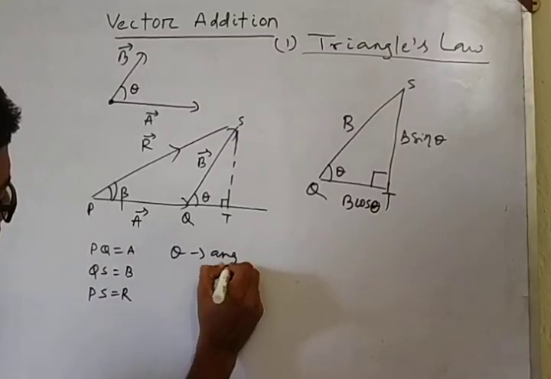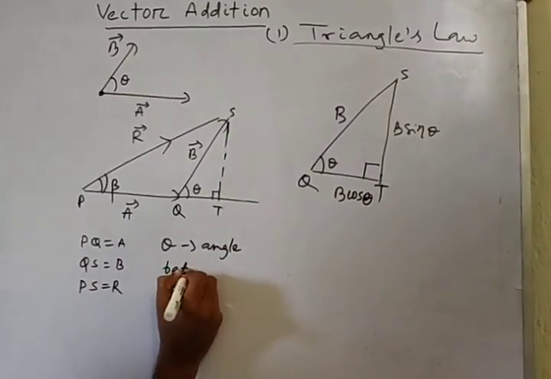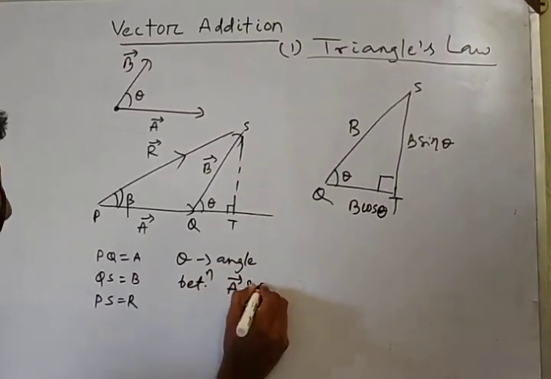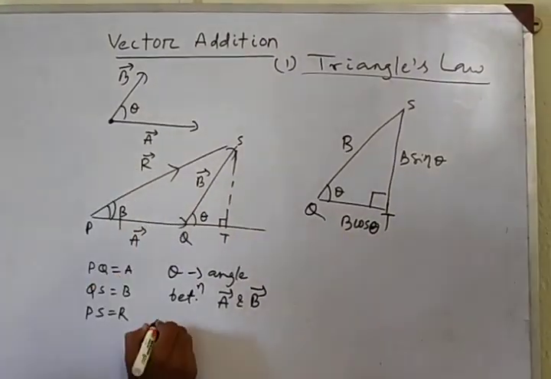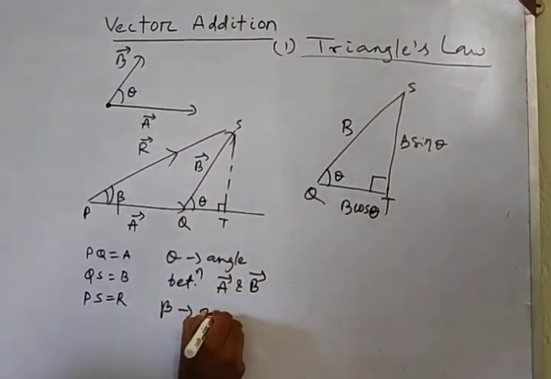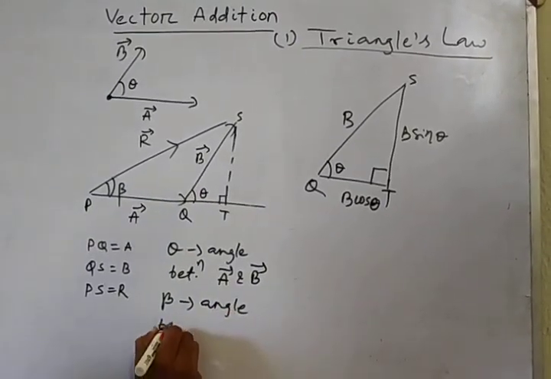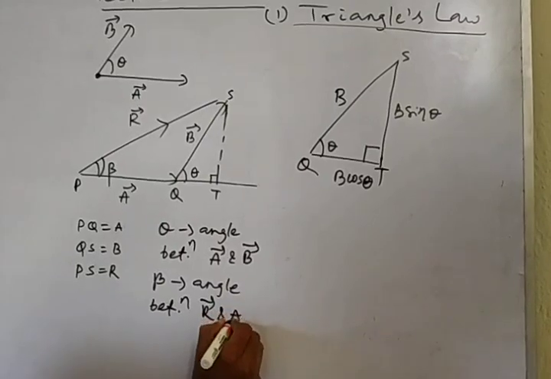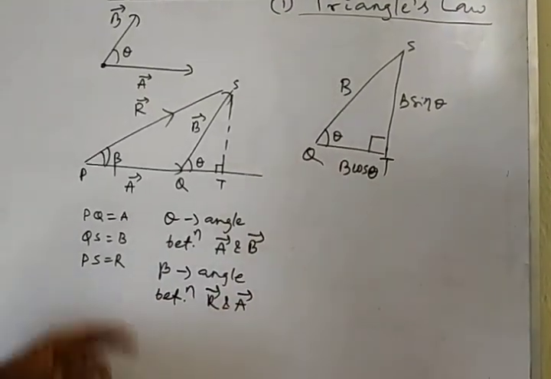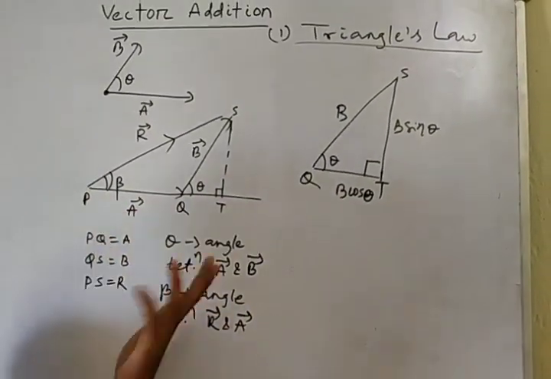Theta is the angle between A vector and B vector, and beta is the angle between R vector and A vector. I am writing the angle between r vector and a vector. After some time we will see what beta is and what its significance is.